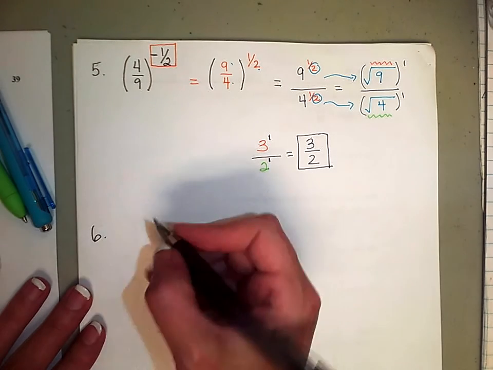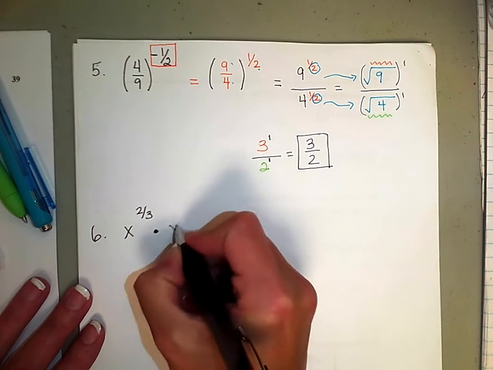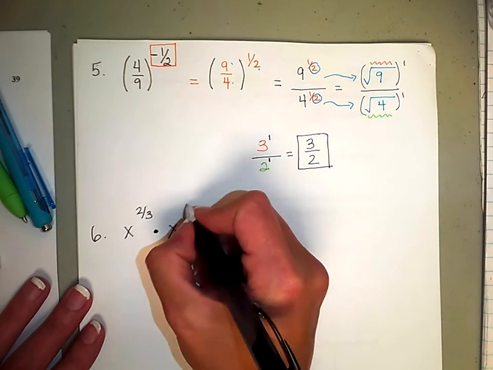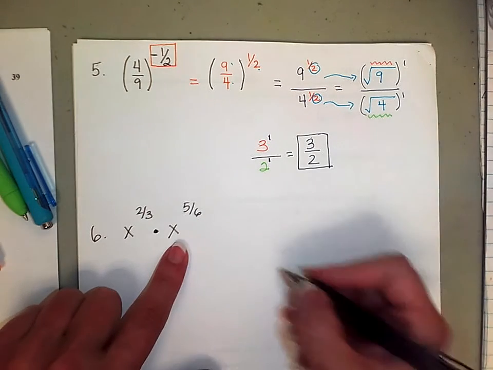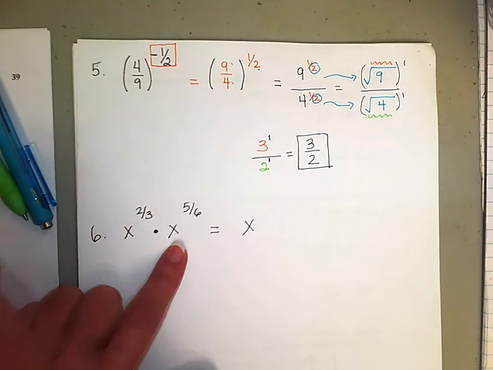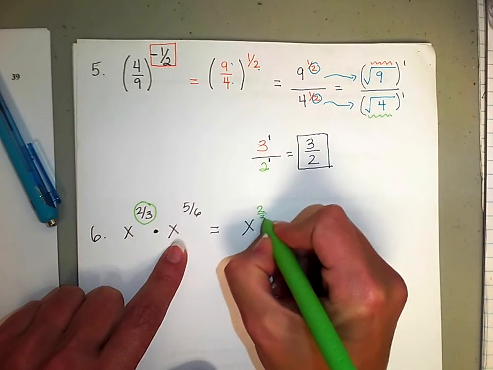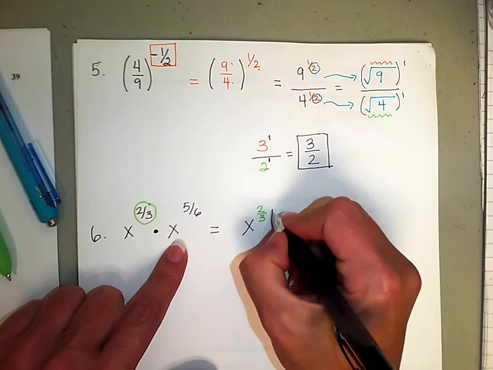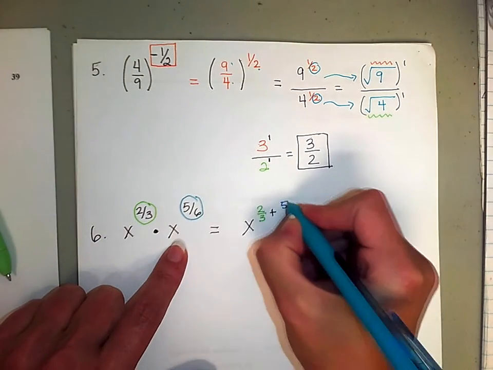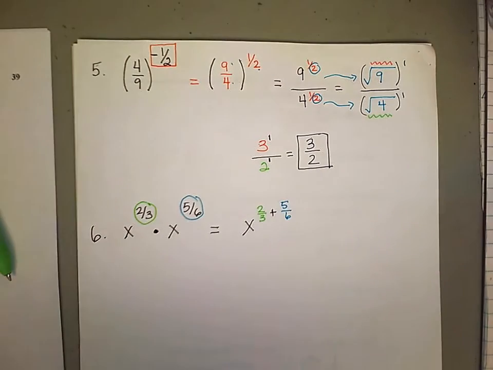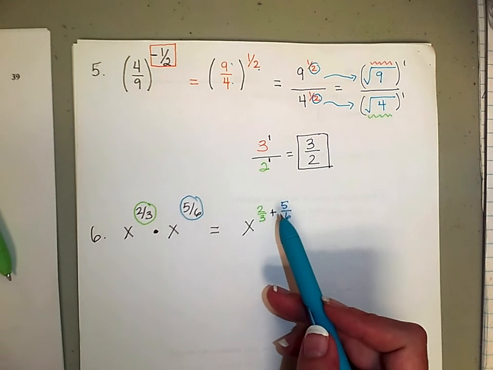In number 6, we're going to multiply with like bases, so it'll hold true with fractions. x to the 2/3 times x to the 5/6. So here we are multiplying with like bases, so we need to add the exponents. This is step 1. Now all of this is in the exponent, and we would like to simplify that.